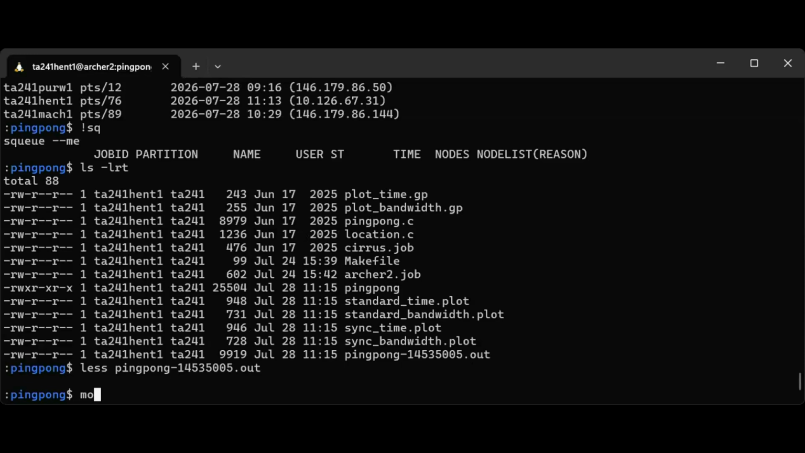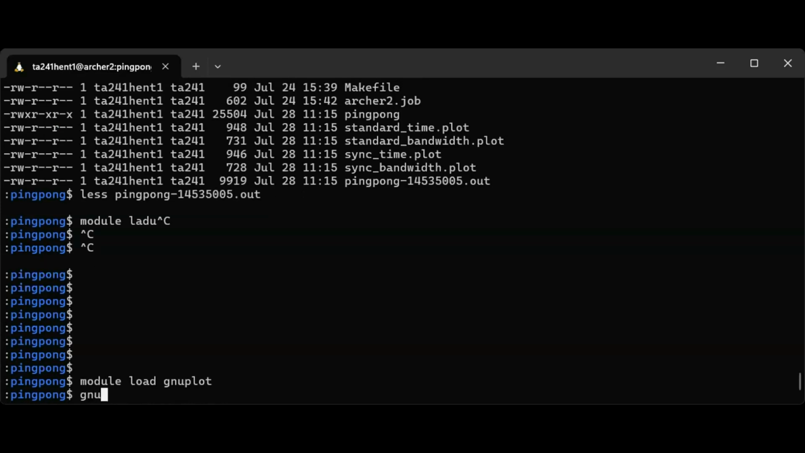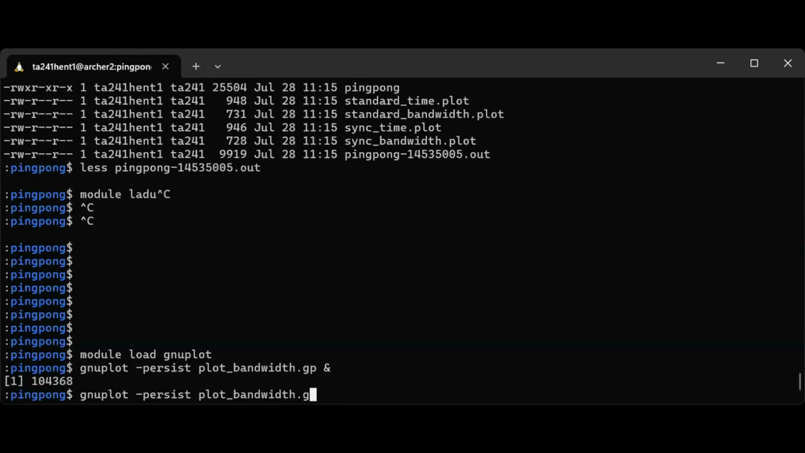In module load, I seem to have lost, file system problems. Okay, good. It'll produce two diagrams, plot bandwidth and plot.